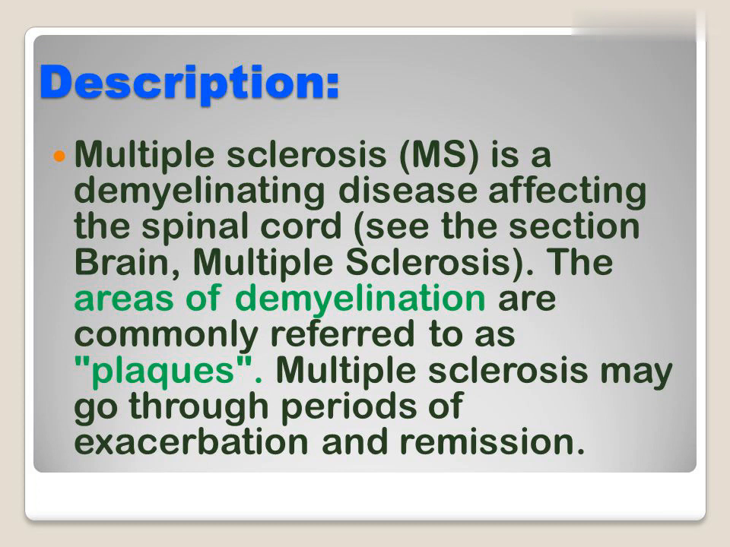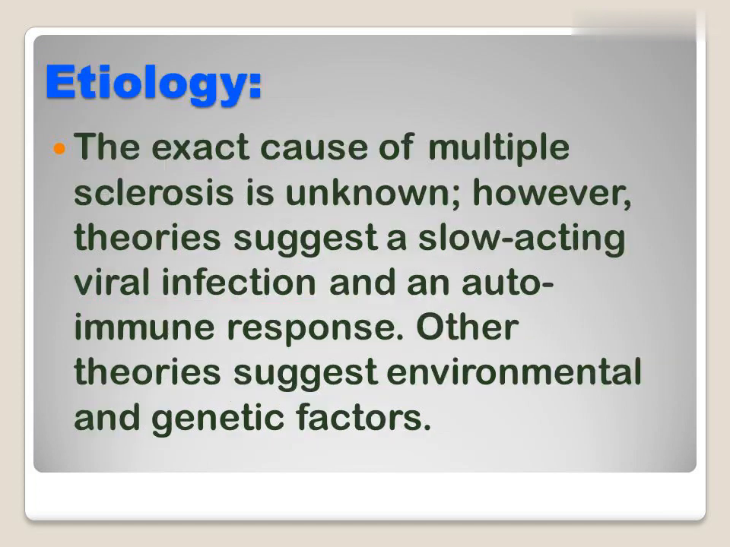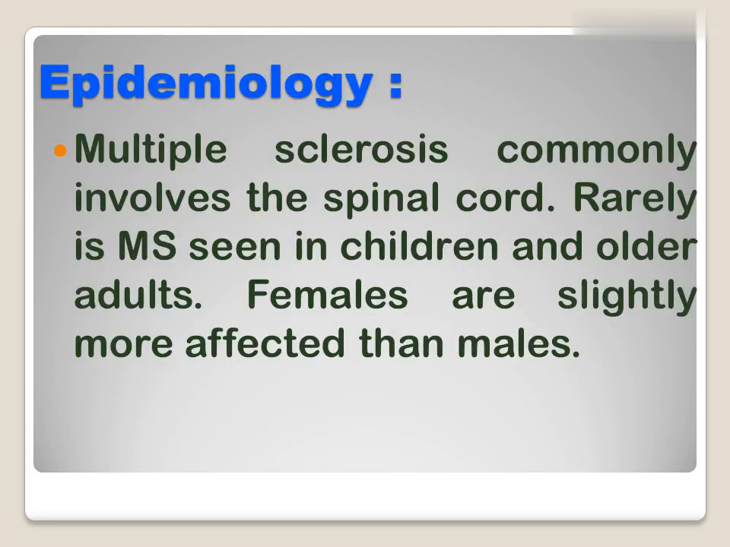Multiple sclerosis may go through periods of exacerbation and remission. Etiology: the exact cause of multiple sclerosis is unknown, however, theories suggest a slow-acting viral infection and an autoimmune response. Other theories suggest environmental and genetic factors. Epidemiology: multiple sclerosis commonly involves the spinal cord. Rarely is MS seen in children and older adults. Females are slightly more affected than males.